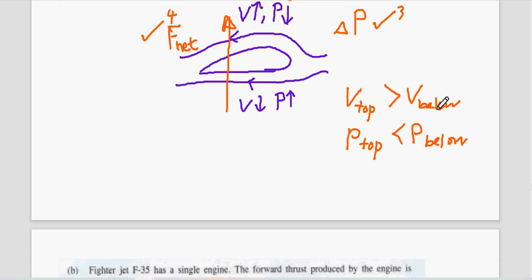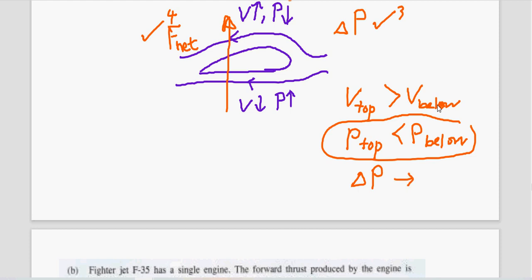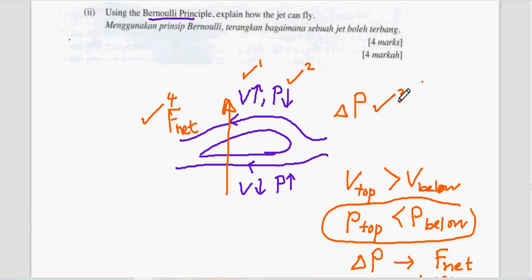Here it is already showing there is a difference in pressure. But it is good to write, there is a difference in pressure. So the difference in pressure here creates a net force. That is what we call lift. Lift force, daya angkat. Okay, nampak? So you need a diagram to help you explain better.